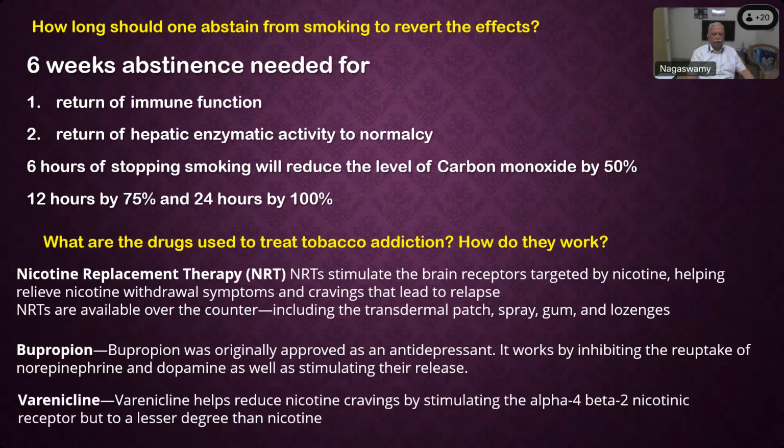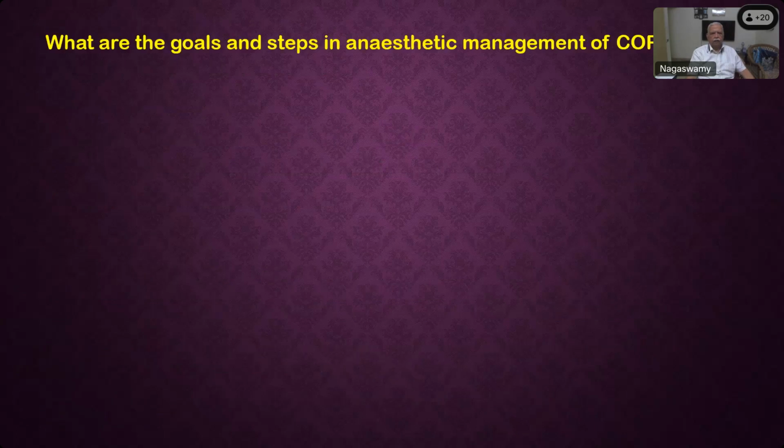There is another drug called varenicline, which reduces nicotine craving by stimulating a receptor called the alpha-4 beta-2 nicotinic receptor, but to a lesser degree than nicotine. So instead of nicotine, this drug will stimulate that to reduce the craving for taking the cigarettes.